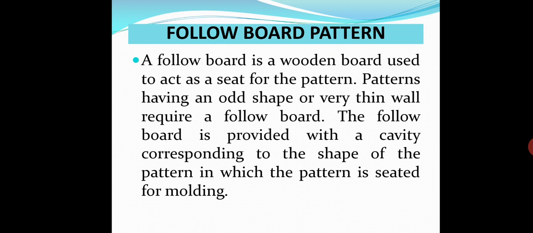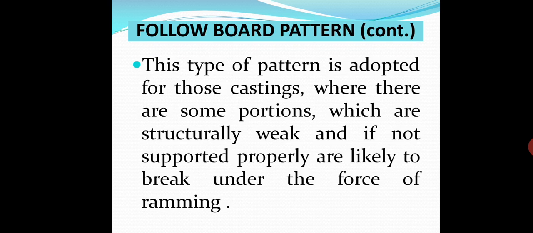Next is follow board pattern. A follow board is a wooden board used to act as a seat for the pattern. Patterns having an odd shape or very thin wall require a follow board. The follow board is provided with a cavity corresponding to the shape of the pattern in which the pattern is seated for molding. This type of pattern is adopted for those castings where there are some portions which are structurally weak and if not supported properly are likely to break under the force of ramming.